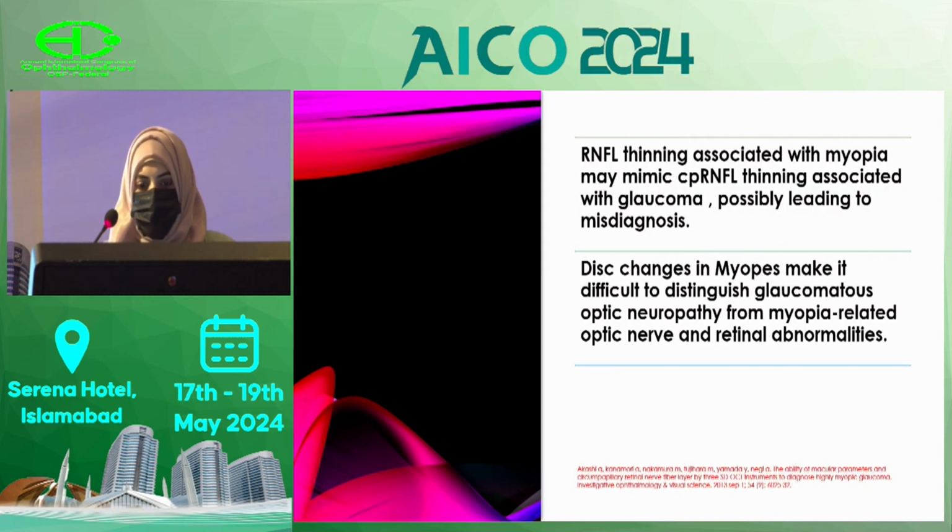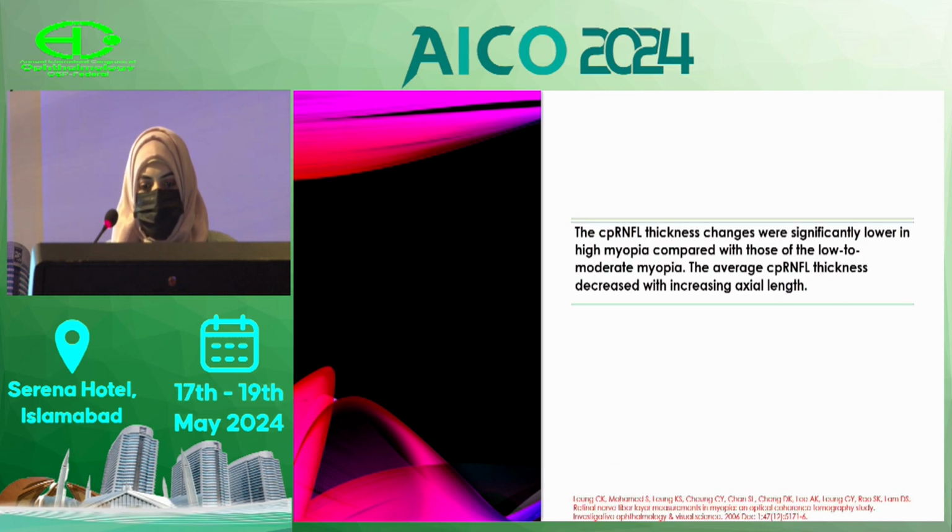RNFL thinning associated with myopia may mimic CPRNFL thinning associated with glaucoma, possibly leading to misdiagnosis. These changes in myopes make it difficult to distinguish glaucomatous optic neuropathy from myopia-related optic nerve and retinal abnormalities. CPRNFL thickness changes were significantly lower in high myopia compared with low to moderate myopia. The average CPRNFL thickness decreased with increase in axial length.